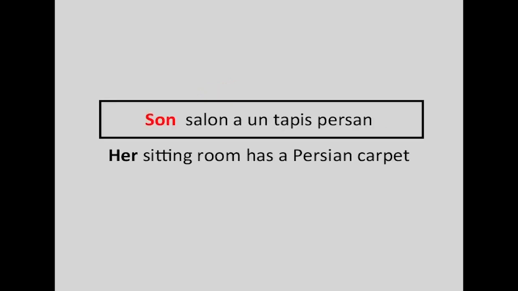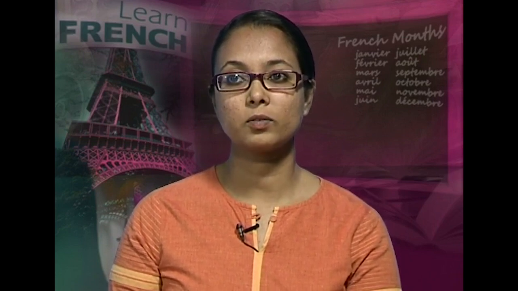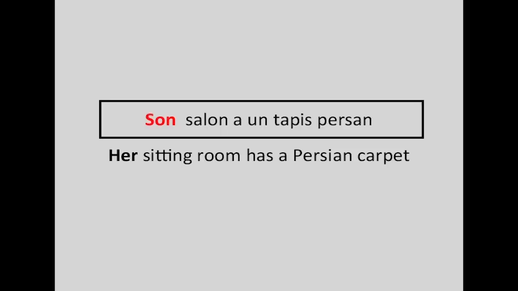The reason why son is used before salon is that in French, sitting room is a masculine word. So, the possessive adjective that modifies it must naturally agree in gender and number with it. Even if the possessor is a female, the possessive adjective does not change from son to sa. In French, possessive adjectives match with the noun, not with the possessor.